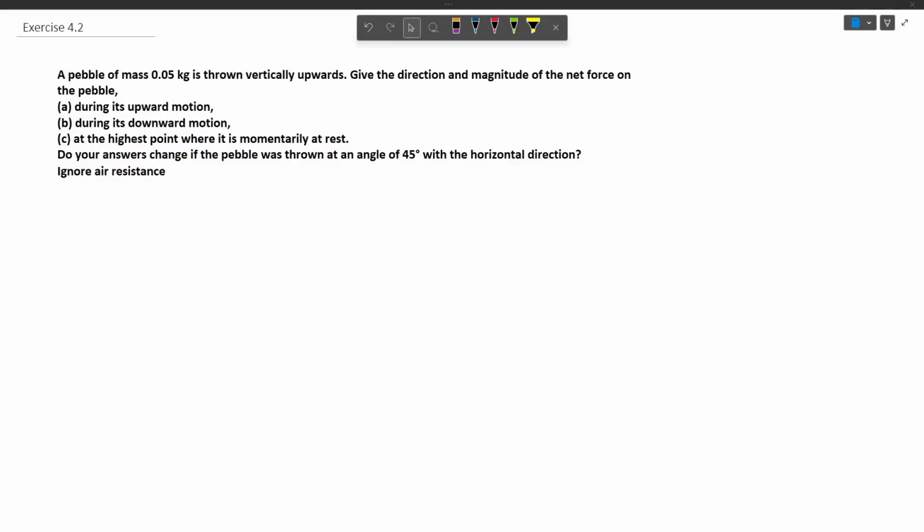The question says that a pebble of mass 0.05 kg is thrown vertically upwards. Give the direction and magnitude of the net force on the pebble during its upward motion, downward motion, and the highest point where the body is at momentarily rest. And do your answers change if the pebble was thrown at an angle of 45 degrees with the horizontal direction?